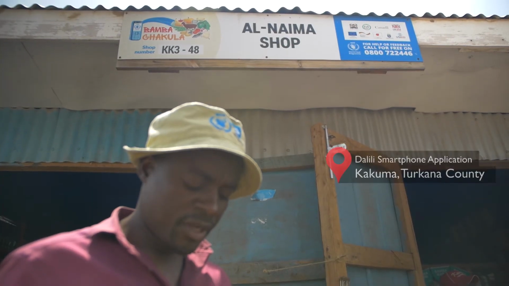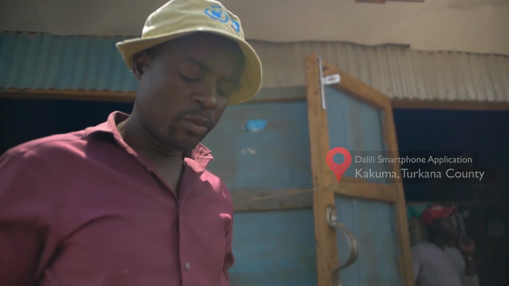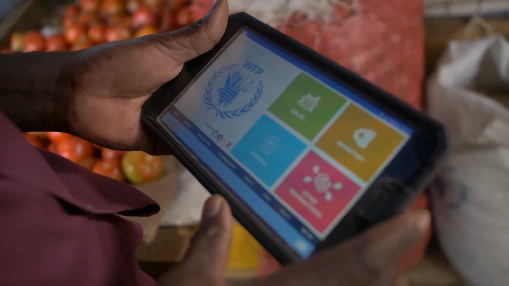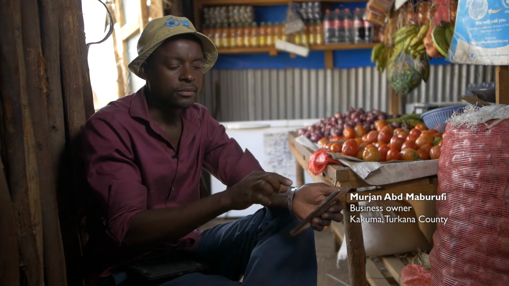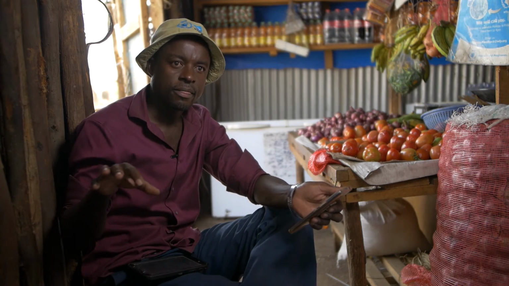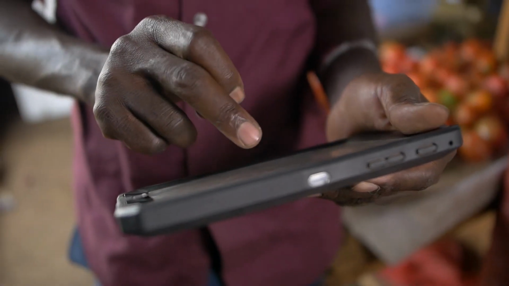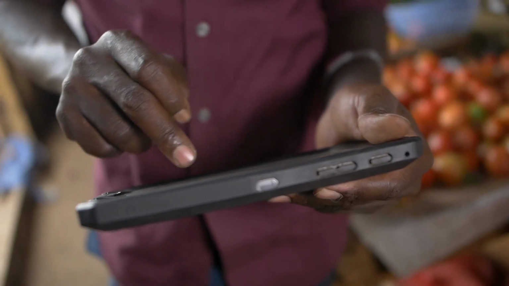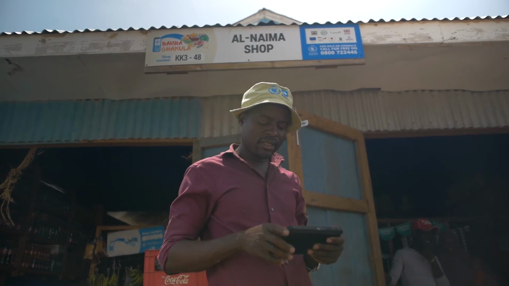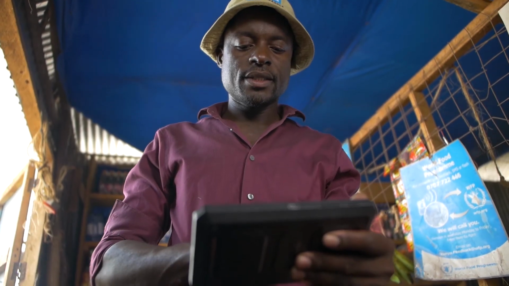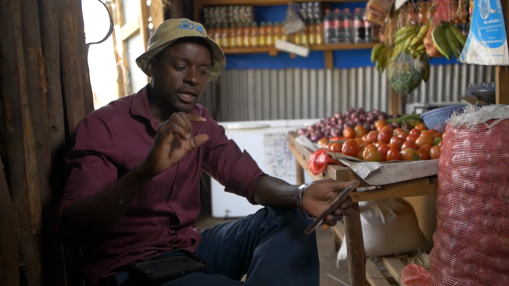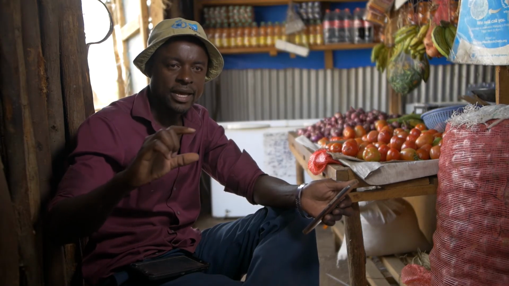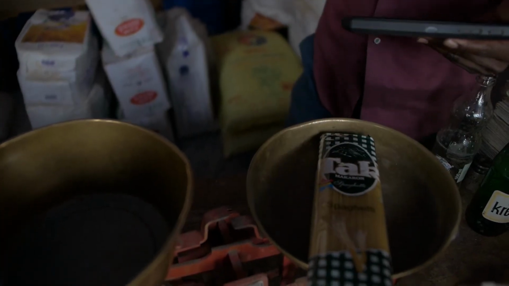My business is here in Kakuma, especially Kakuma 3 reception market. Dalili is something very important. Before you come to my shop, you can go to the Dalili app and check the whole system in the market. You can see all the reception market, there are more than 30 or 40 shops. You can choose my shop, like Al Naima shop. When you go to Dalili, you can see Al Naima shop is now selling sugar at 100 per kg, and another shop is selling at 110 and 120 shillings. So you can choose which shop is selling well today.